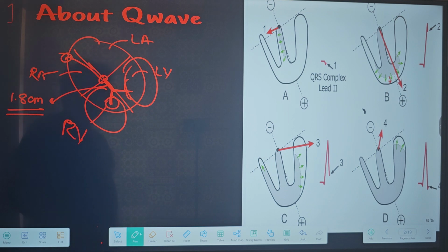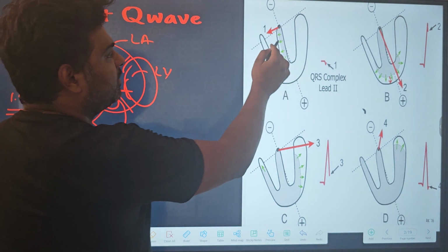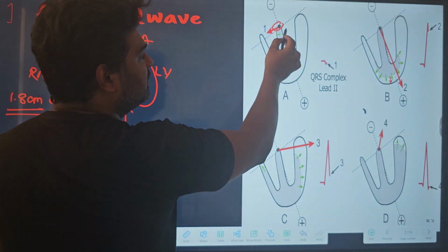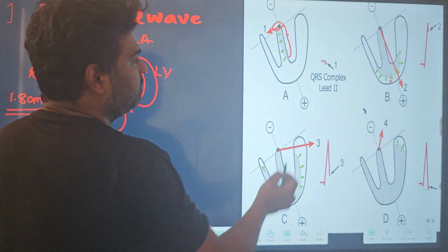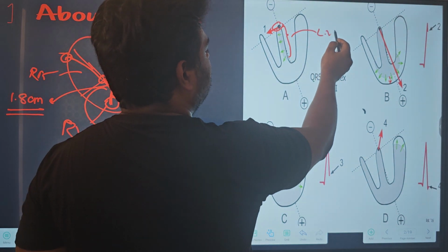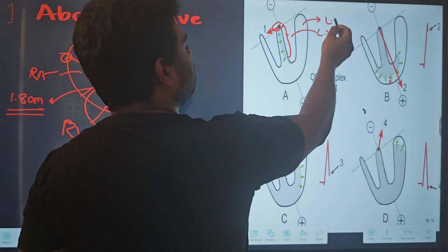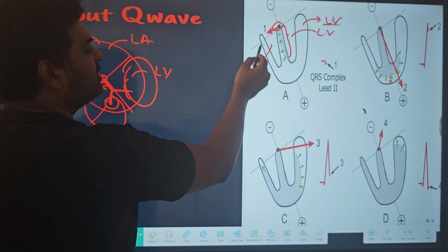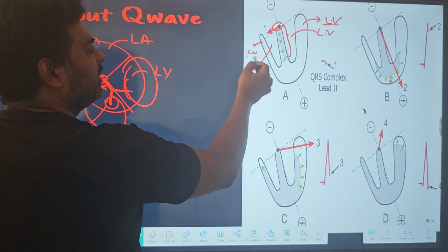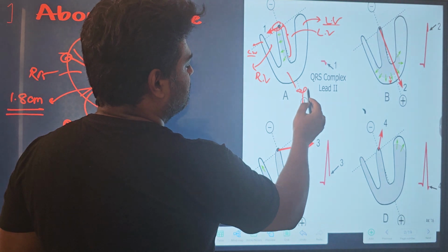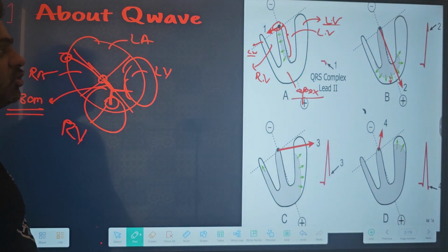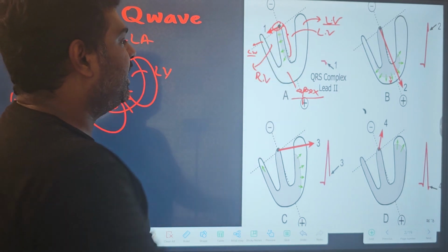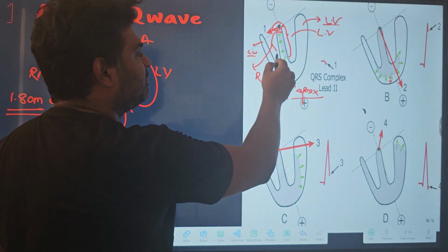Now, what happened if now come to this diagram? This is AV node. Okay, this is AV node. This part is the interventricular septum, this part is left ventricle, and this is the free margin or the lateral margin of the left ventricle. This is the right ventricle, and this is the lateral wall of the right ventricle, and this region is the apex.